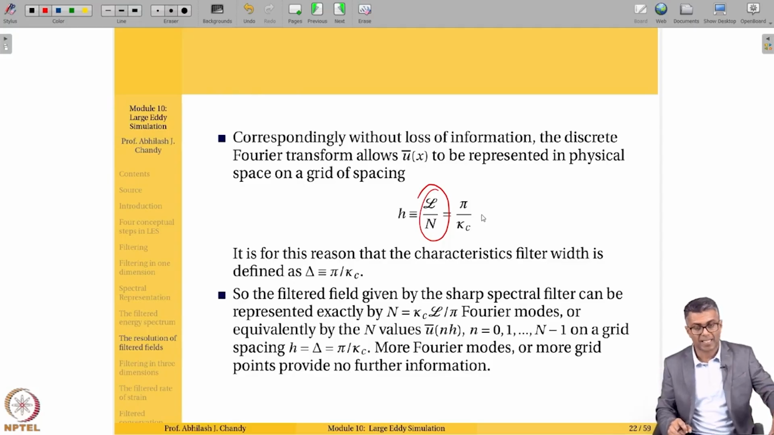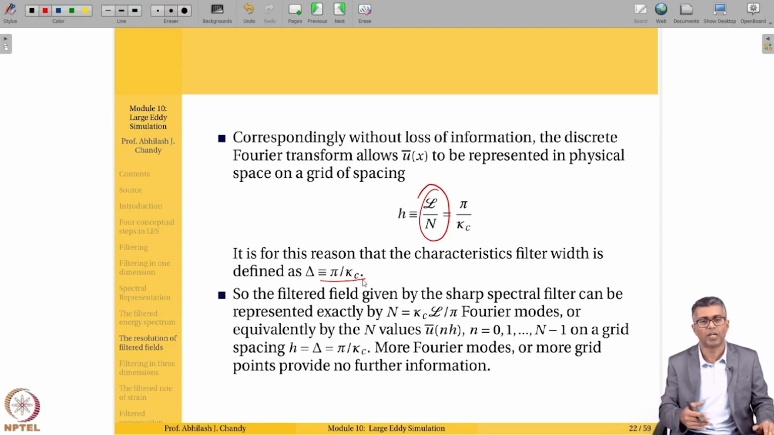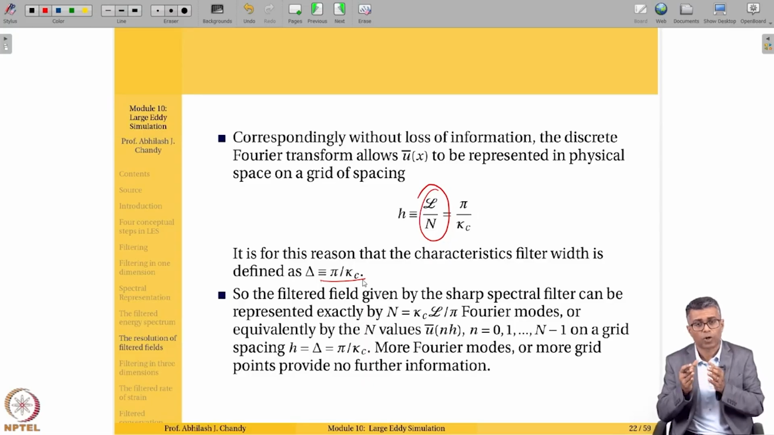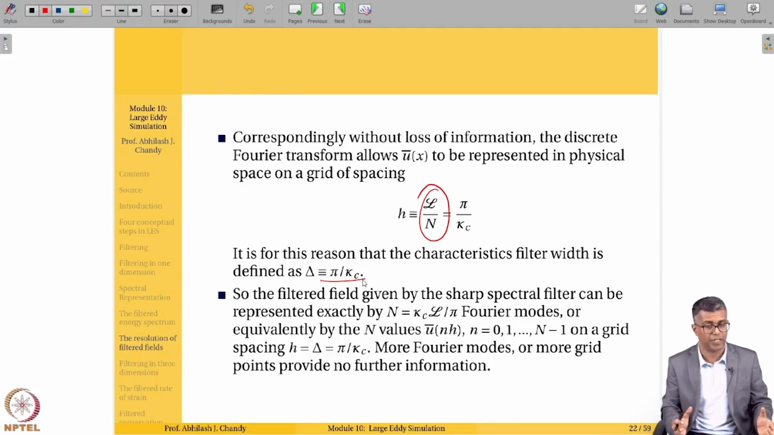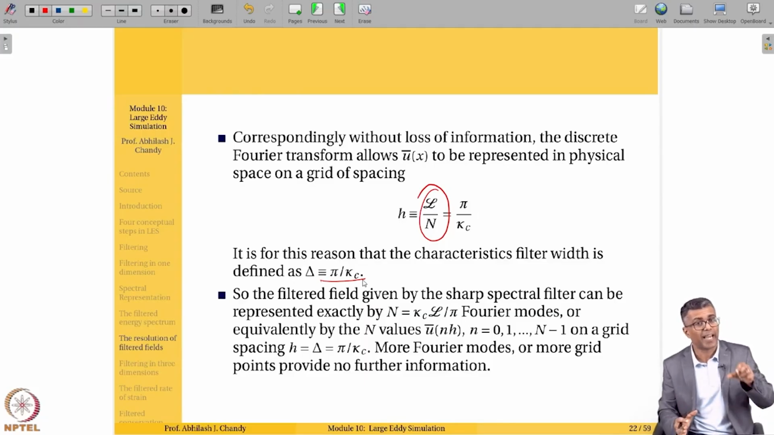Now with that as the background, you can choose your filter width delta to be equal to pi over kappa c, because delta would be the same as h. It has to be equal to or greater than h, right? It doesn't make sense for it to be less than h, because your grid spacing, you want it to be as close as possible to delta, but at the same time not greater than it, because you won't be resolving anything less than h. Following me?